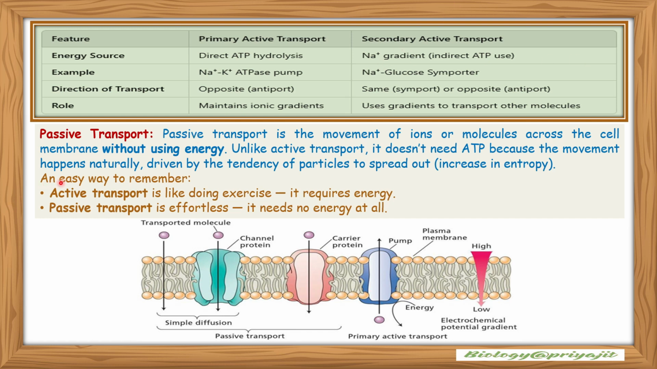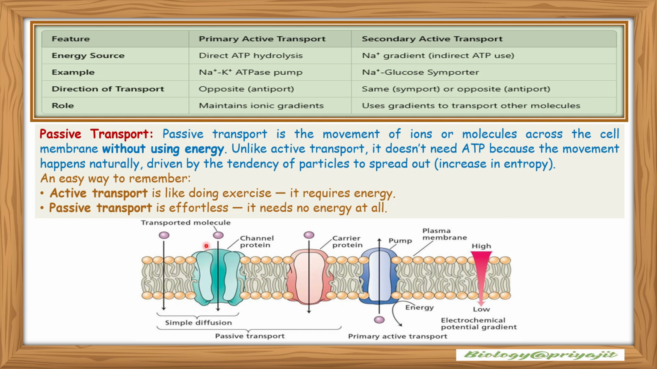What is passive transport? Passive transport is basically the movement of ions or molecules across the cell membrane without using energy. Unlike active transport, it doesn't need ATP because the movement happens naturally, driven by the tendency of particles to spread out, or increase in entropy. An easy way to remember: active transport is like doing exercise, it requires energy. Passive transport is effortless, it needs no energy at all.